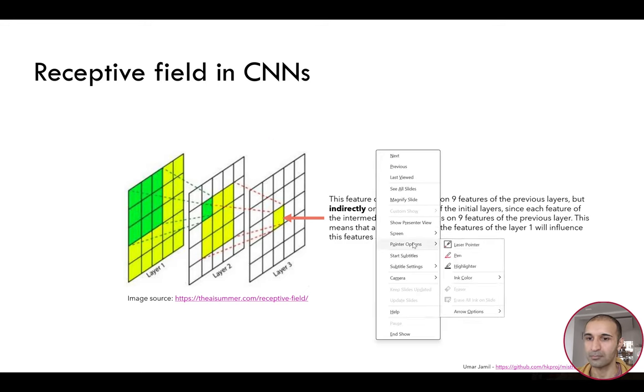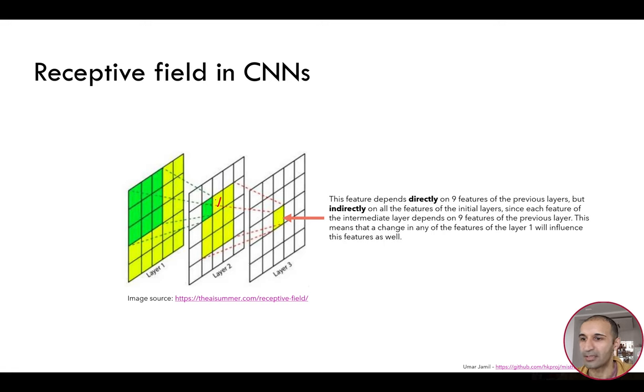So, let me draw. Let's use the pen. This value here will be produced when we move our kernel to this grid here. And this value here is also an output feature of a 3x3 convolutional kernel applied to this layer 2. So apparently there is no connection between this pixel here and this one. But because this output feature depends on a kernel applied in this grid, and this grid includes this feature here, which depends on this pixel here, we can safely say that this feature depends indirectly also on this pixel, even if they are not directly related to each other. And this is the concept of the receptive field.